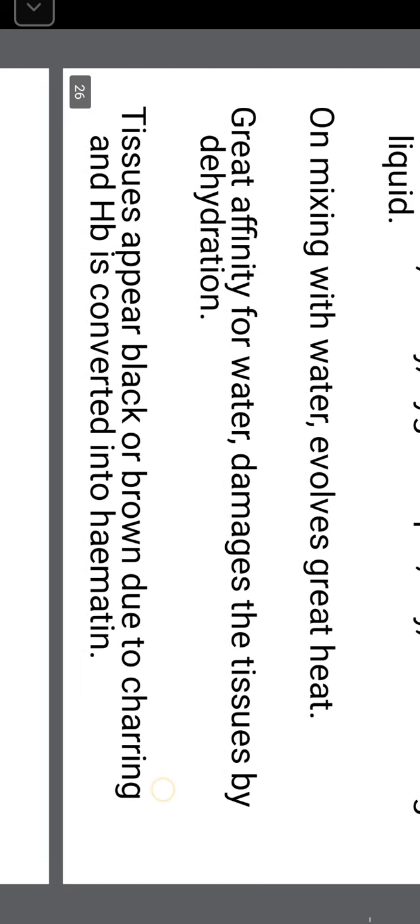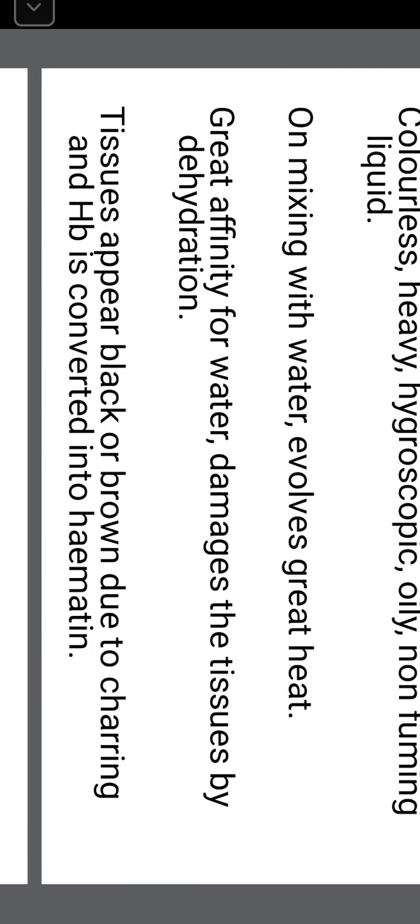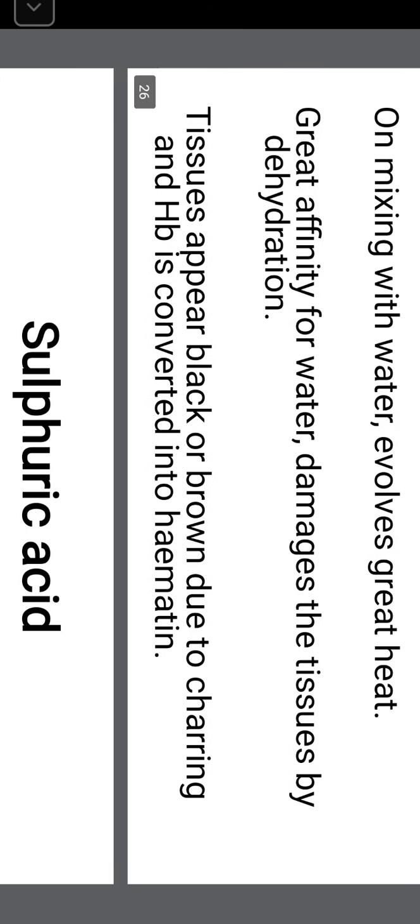And again, an important clinical point about oil of vitriol or sulfuric acid is that the tissues will appear black or brown. The color of the affected tissue is different in case of sulfuric acid, it is different in case of nitric acid, and it is different in case of hydrochloric acid.